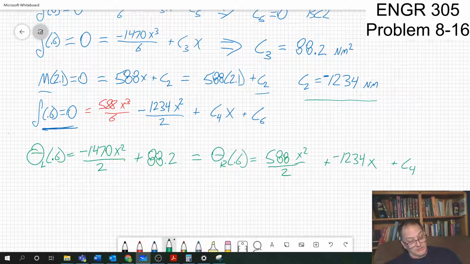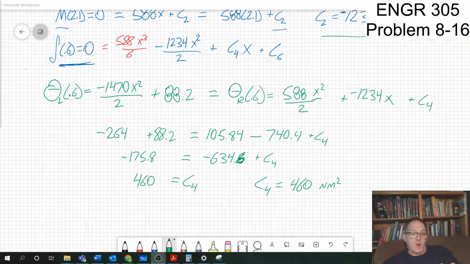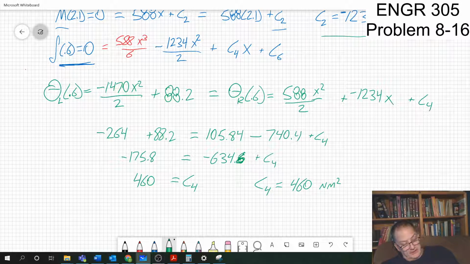Okay. So 1470. I'm going to jump to the calculator, punch this term in and write it below, and then that term below. So I know that plus 88.2 equals, and then I'll punch that one in and get that, and then I'll punch that, and then I'll have C4. Be right back. So now I've solved for C4. I took the 264, 88, and I got a negative 175. Then I added those two together, I got negative 634. Then I added 634 to both sides, I got positive 640. Boom, I solved for C4.